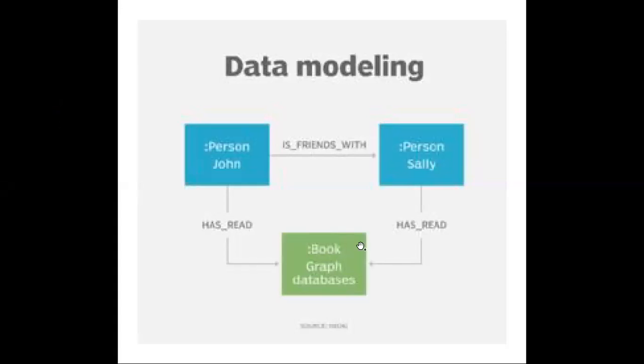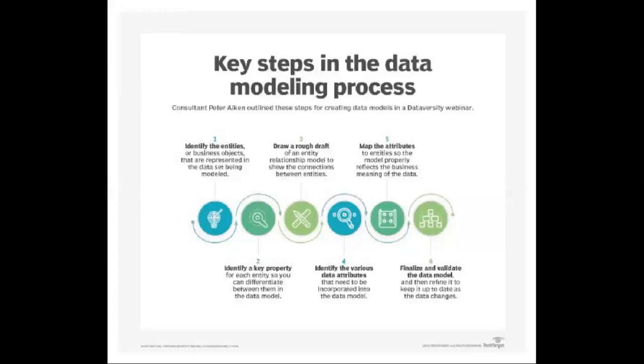Now this is the basic data model. The person John is a friend of person Sally, both are persons, meaning the object class is person, and both have read the book called Graph Databases. That is the data modeling. We are expressing relations between instances, relations between objects, classes, and their activities and interactions with each other using some kind of model, and that is the data modeling technique.